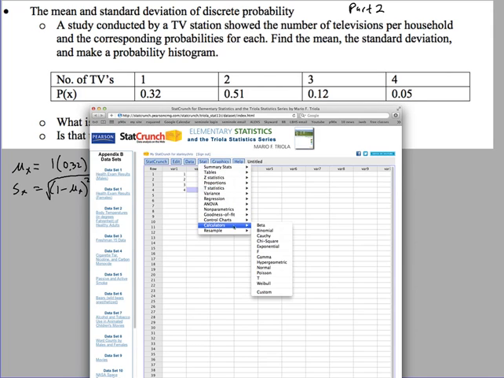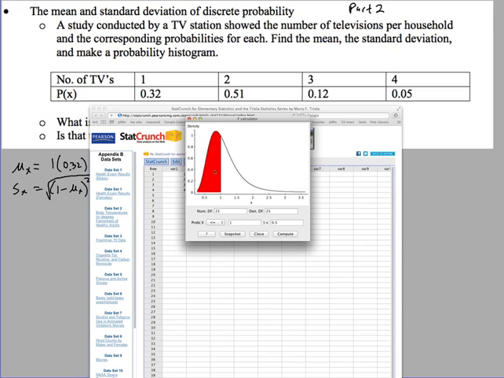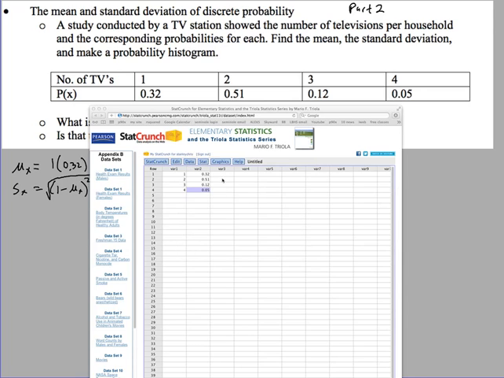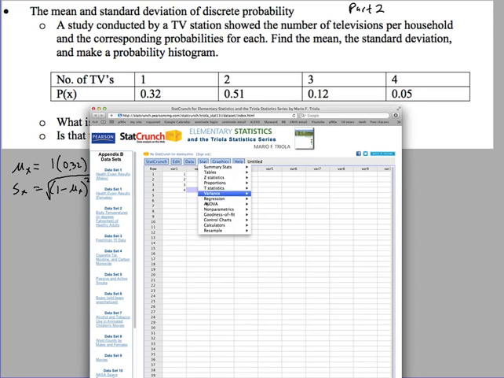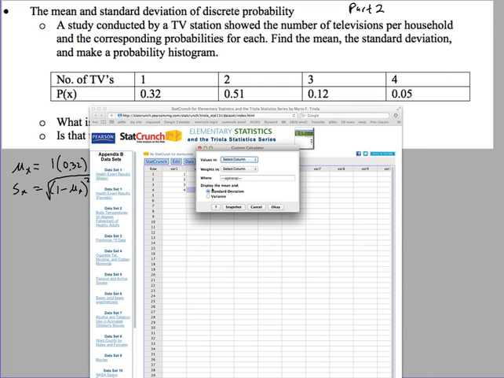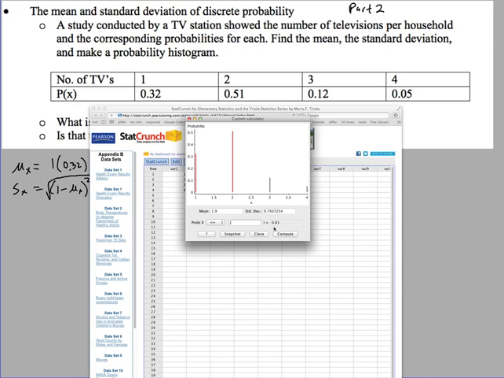We want to go to Calculators, then Custom. Stat, Calculators, and Custom. Now we want to display the mean and the standard deviation. Say OK. I didn't put my variable, so I want to put variable 1 here. These are my weights, and variable 2. And okay, so the mean is 1.9 and the standard deviation is about 0.8.